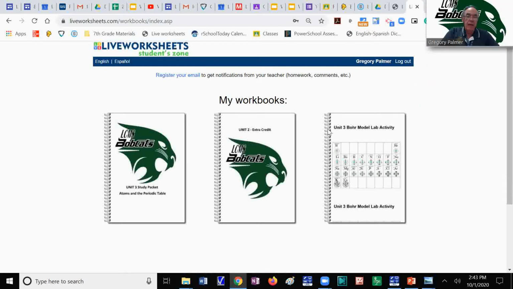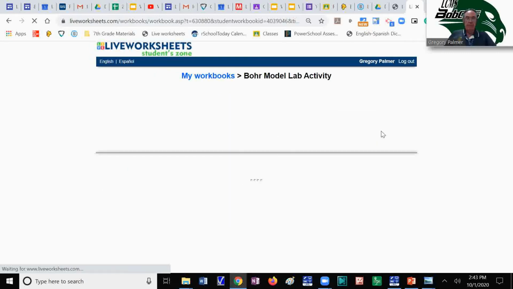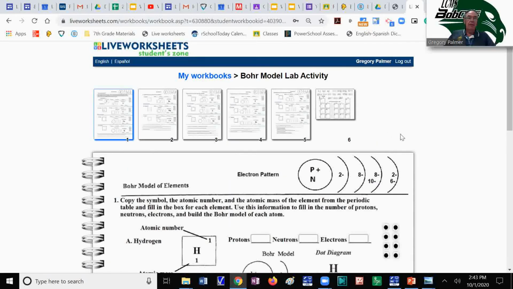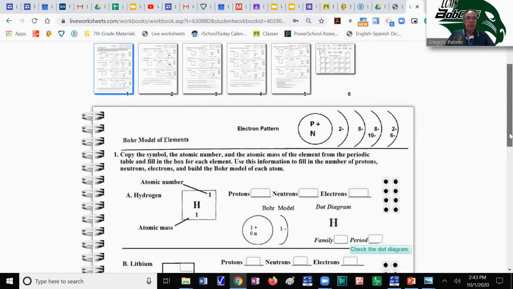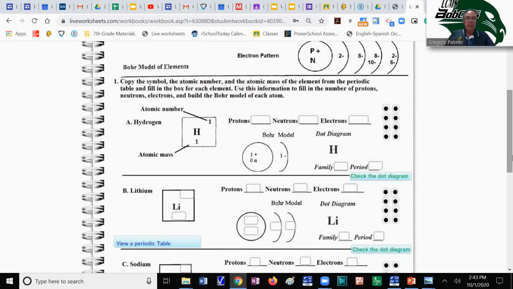Okay, now I want to take a look at the Bohr Model Lab Activity. I'm going to go through a couple of these with you. First, I'd like to point out that there's a link to the periodic table right here. On this first one, we don't need this link because it gives us all the information we need right here.